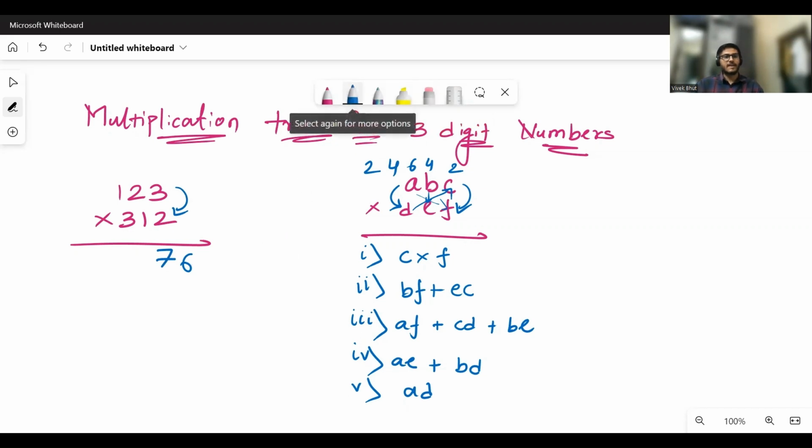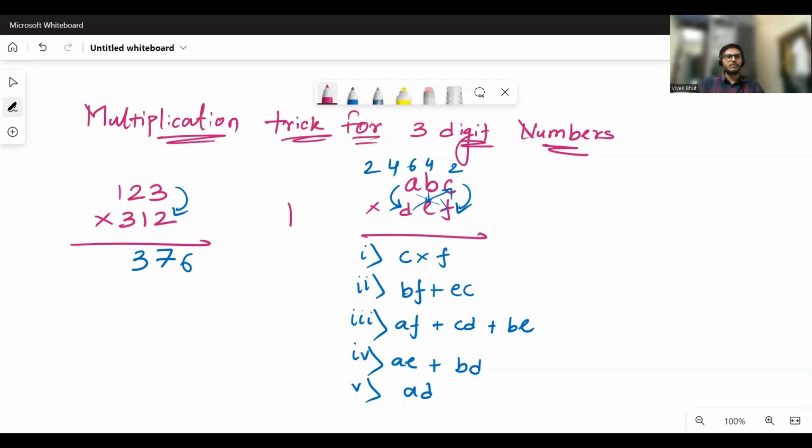Third step is A into F, which is 1 into 2 is 2. C into D is 3 into 3 is 9. And 2 into 1 is 2. Now, if you just add them, you get 2 plus 9, 11, 11 plus 2, 13. So 13, the 3 of 13 I'm going to write here, and 1 will be carry over. 1 will be carry over to the fourth step. Okay. So whatever sum I'm going to get of AE plus BD, I'm going to add 1 to that.